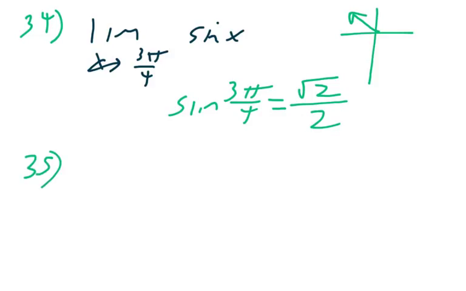For problem number 35, we have another situation where they say that all of these three things are equal to L, which means that the limit as x approaches a of f of x has to be equal to L.